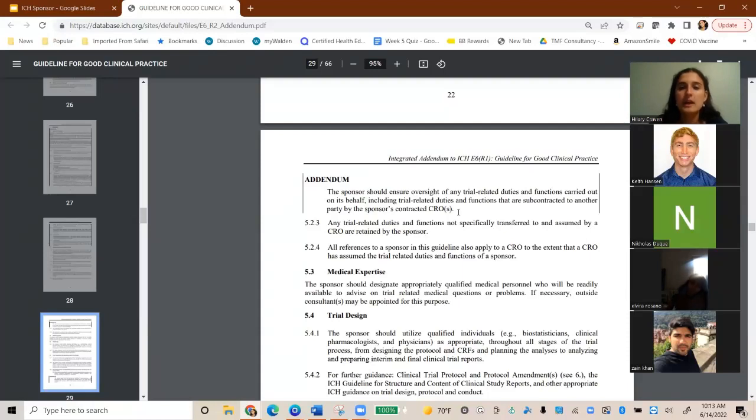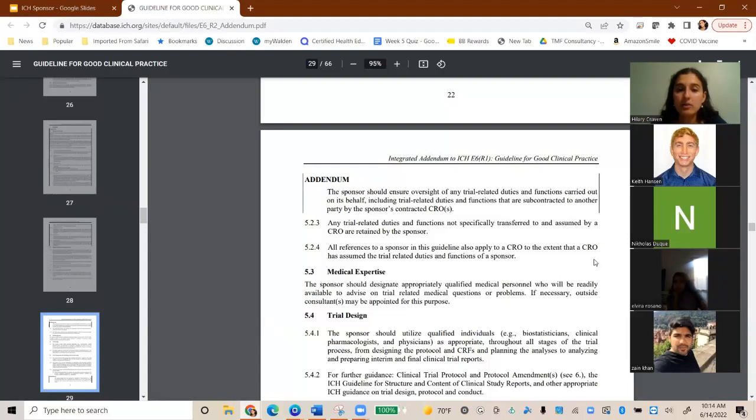Okay, so all similar aspects of this, but the trial-related duties and functions that are not transferred need to be handled by the sponsor. And then all reference to a sponsor in this guideline applies to a CRO to the extent that the CRO has assumed the trial-related duties and functions of a sponsor. So basically, if later in this document they mention sponsor, it could also be the CRO doing it, and vice versa, depending on what is being delegated out to do.